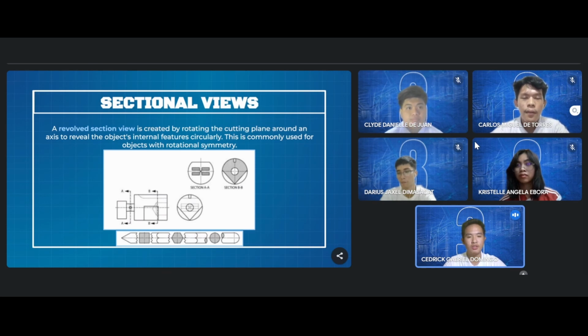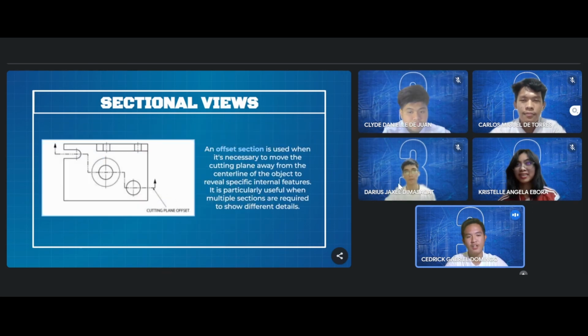By using a revolved section view, you can provide a more comprehensive and clear representation of the object's internal structure, especially when it follows a rotational pattern. It allows the viewer to see how the internal components or features are distributed throughout the object as if the object were sliced and unwrapped in a circular fashion, making it easier to understand the object's design and internal layout.